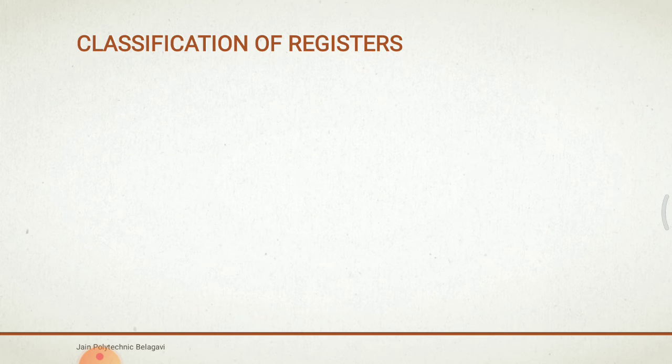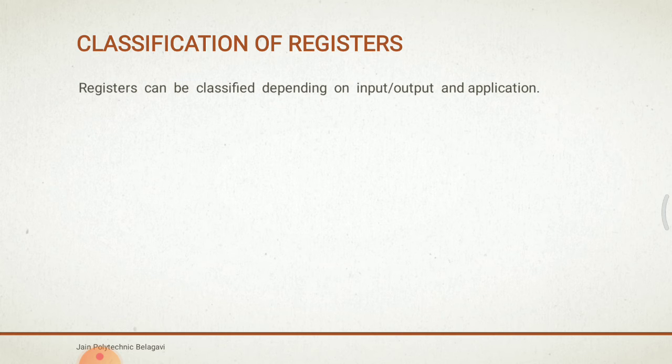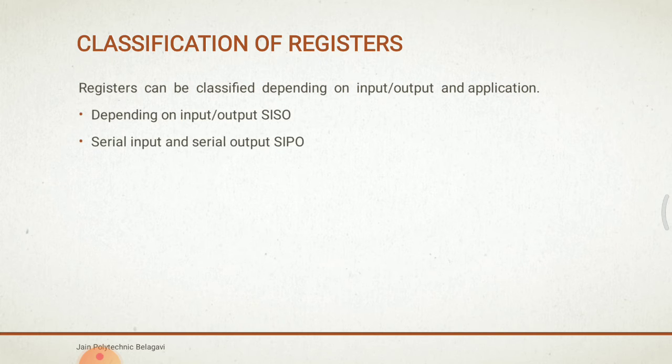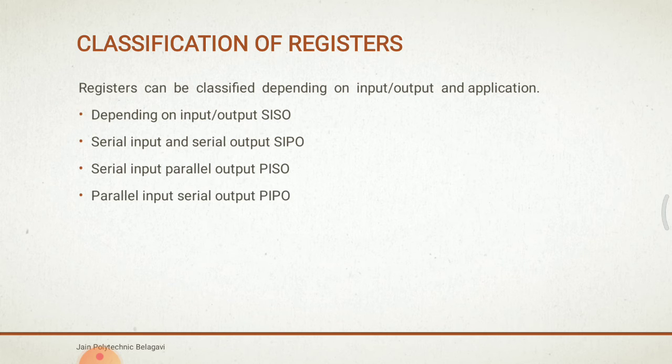Next, the classification of registers. Registers can be classified depending on their inputs and outputs, and on their applications. Depending on the inputs and outputs, the first one is serial input serial output, that is SISO. Then serial input parallel output, that is SIPO; parallel input serial output, that is PISO; and parallel input parallel output, that is PIPO.